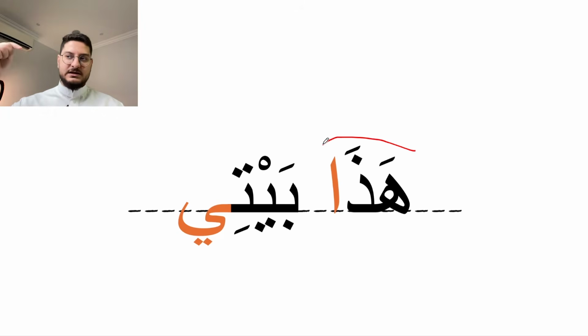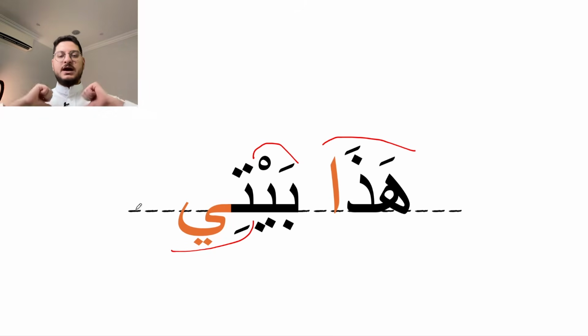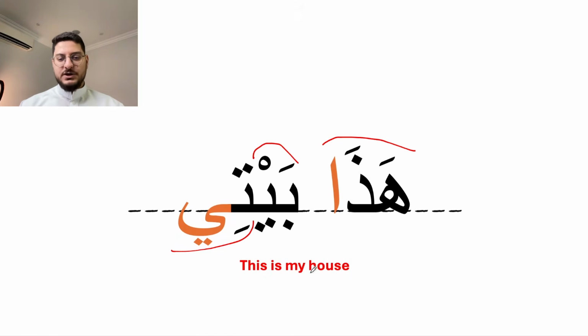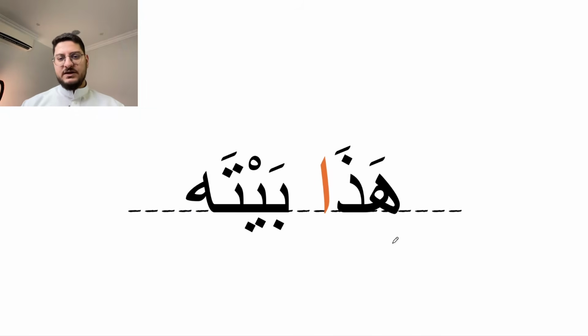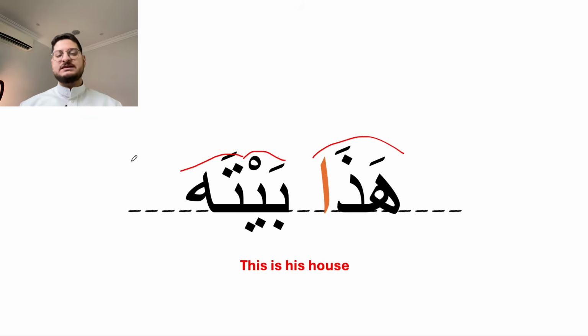طيب, let's look at this word. هذا, again, this, masculine. And then what do we have in here? We have بيتي, my house. هذا بيتي, this is my house. And notice with house, we're using هذا. So it means we always treat the word بيت, which means house in Arabic, as a masculine noun. Let's look at the next one. هذا بيته, his house. So this is his house.